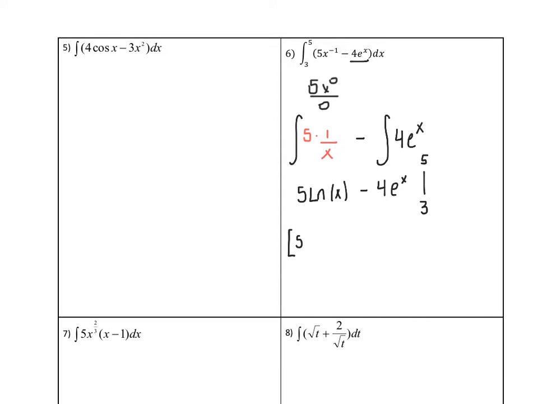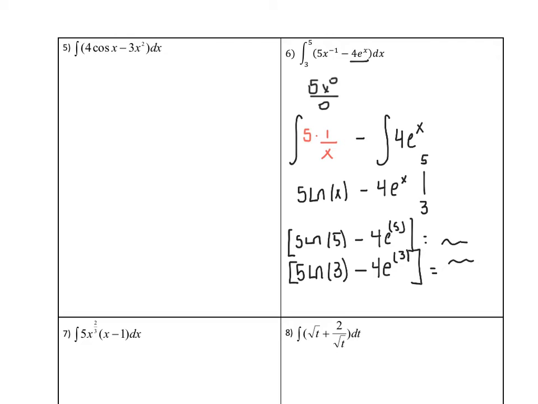Basically, we're going to plug in the 5 ln of 5 minus 4e to the 5th power, and then 5 ln of 3 minus 4e to the 3rd power. Get those two answers and then subtract them. Now, these answers are not going to be pretty because they are ln's, so I don't expect that you find this answer separate and then this answer separate and then subtract them. Theoretically, you can just go ahead and type this into the calculator to get your final answer.